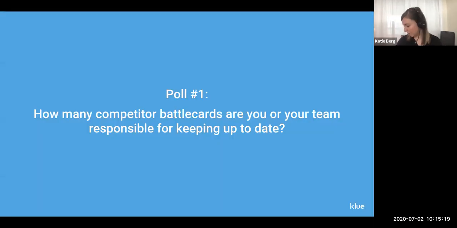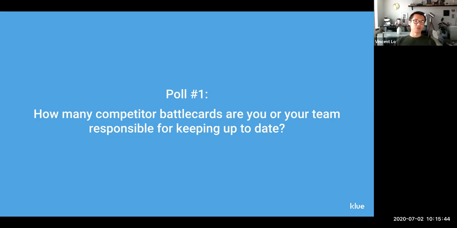Now, before we get into the actual specifics of building battle cards, I want to get a sense from people on the call about how many competitive battle cards you or your team are responsible for keeping up to date. We'll give this a minute or two to give you a chance to participate. This will be helpful for us. And maybe Vincent, I don't know if there are any questions so far, but we can answer one or two. There is one that came in early, which brought us to pull up this poll question.